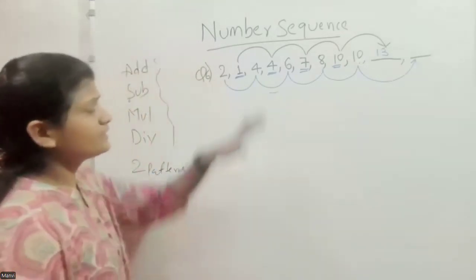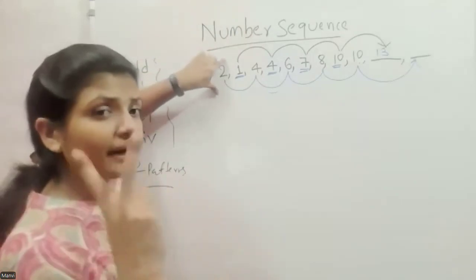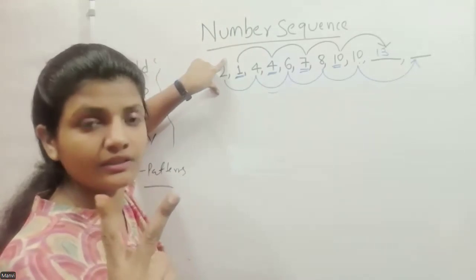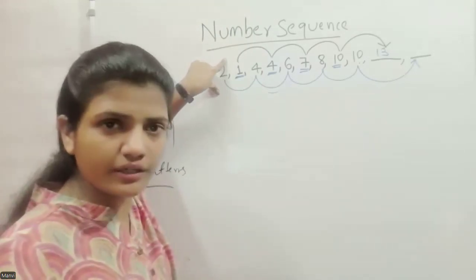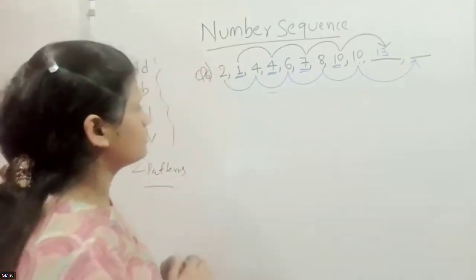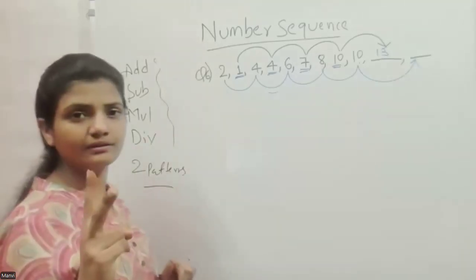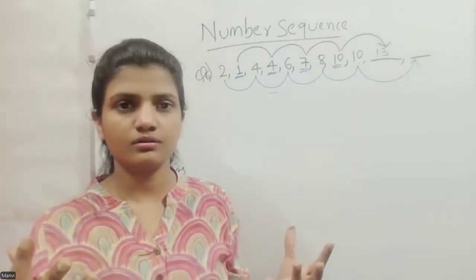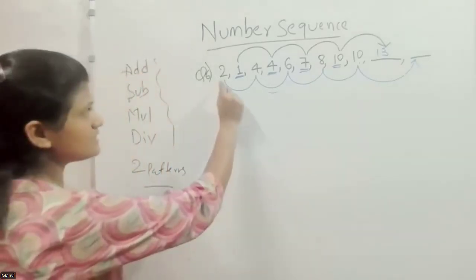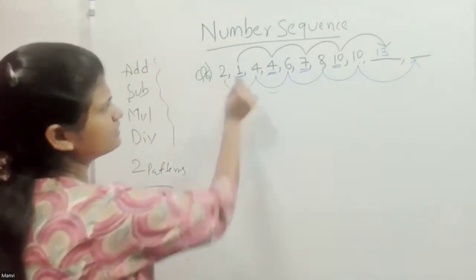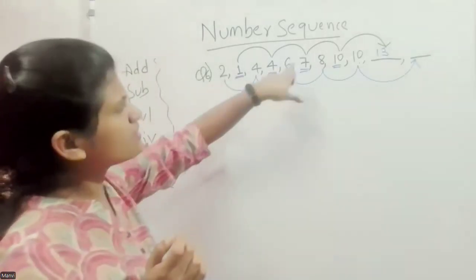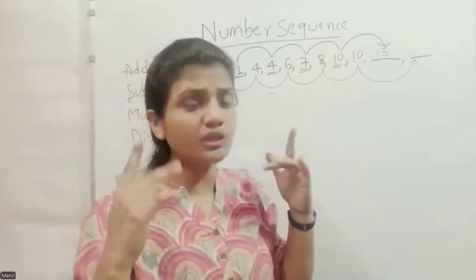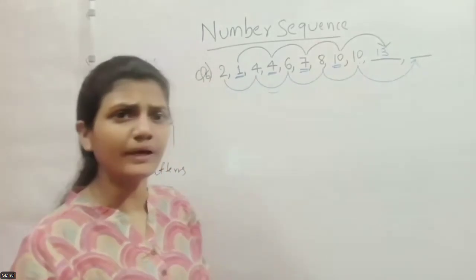Try to understand that a single question can follow two patterns. It may happen that it follows two patterns. Sometimes three also. Okay, so be careful. Here it follows two patterns. Then we just need to find the logic. So here what we see, this is 2, then 1, then 4 again, then 6, then 7, then 8, then 10, then 10 again.